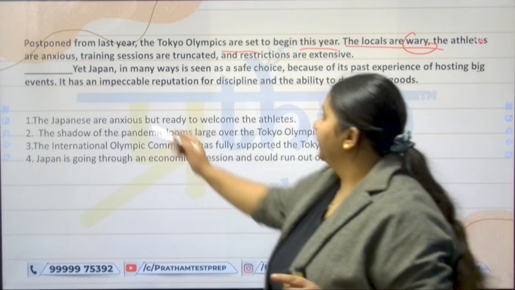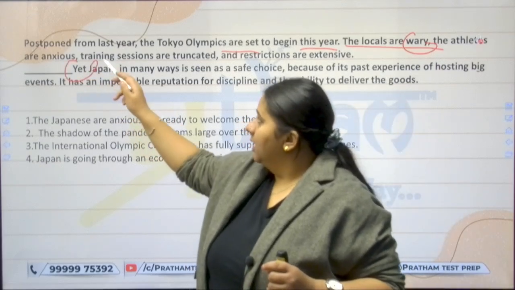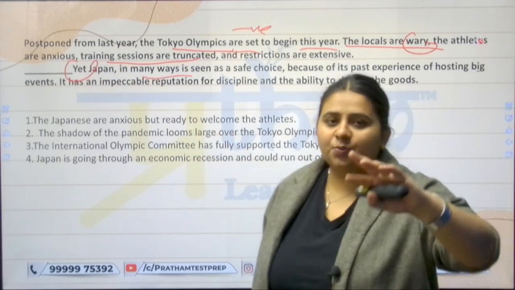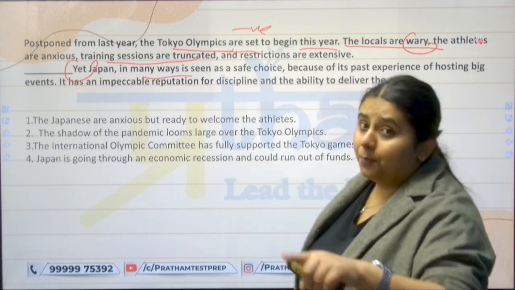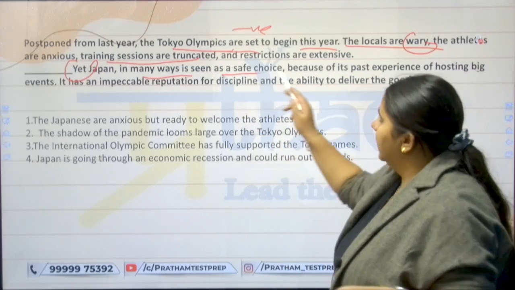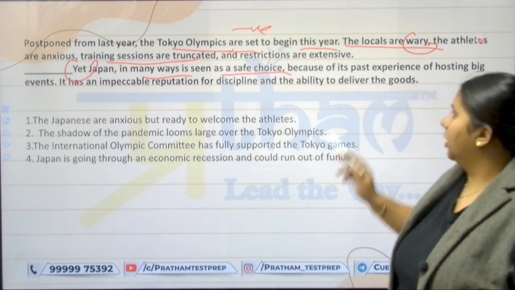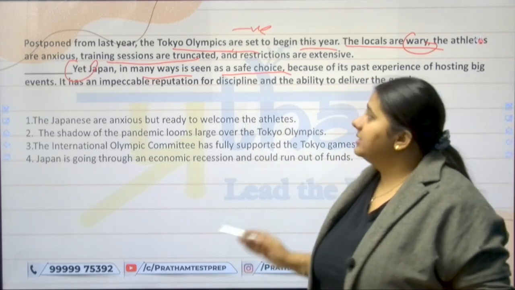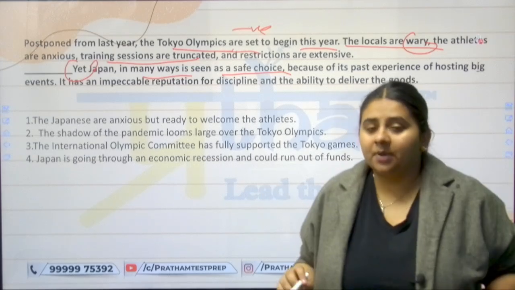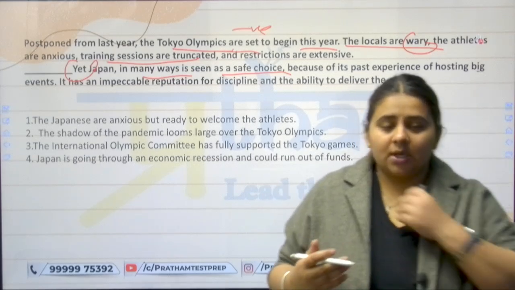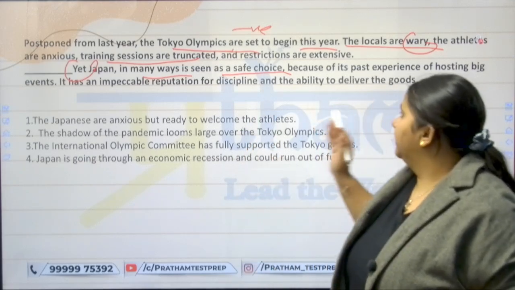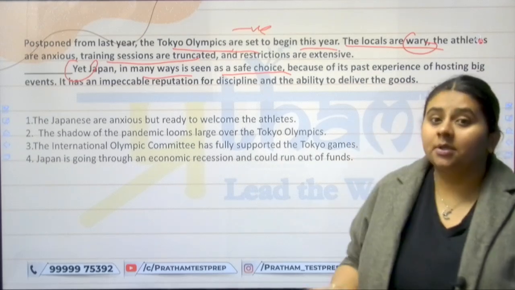Yet. This was going completely negative. Now Japan, yet has come, which means it changes stance. Now the whole stance will change. Seen as a safe choice. Positive has come. Now, because of its past experiences of hosting big events, it has an impeccable reputation. Impeccable means a reputation or thing that cannot be defeated, right? For discipline and the ability to deliver the goods.